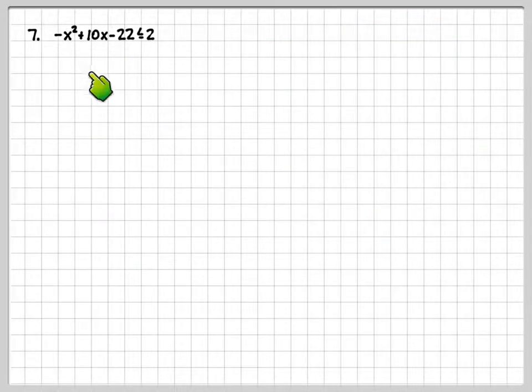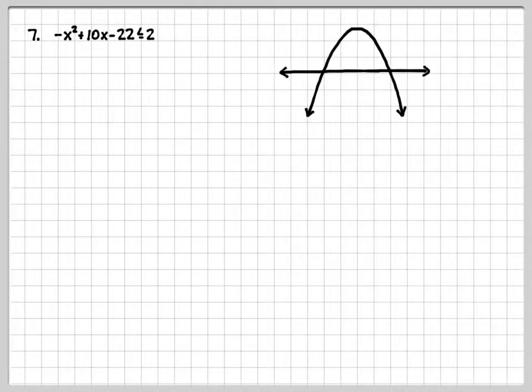Notice in this example, the a value is negative. Well, going through the same process, we want to graph this parabola, but this parabola opens down. So there's my parabola that opens down, and then there is my line that represents the number 2. Okay. Now let's go ahead and shade the piece of the parabola that I want. Well, I want the part of the parabola that is less than or equal to 2. In other words, I want the part of the parabola that's below the line. So we're looking for below the line here.